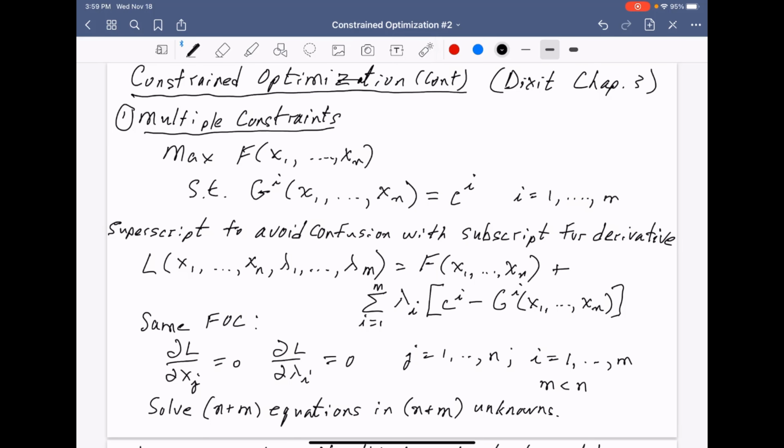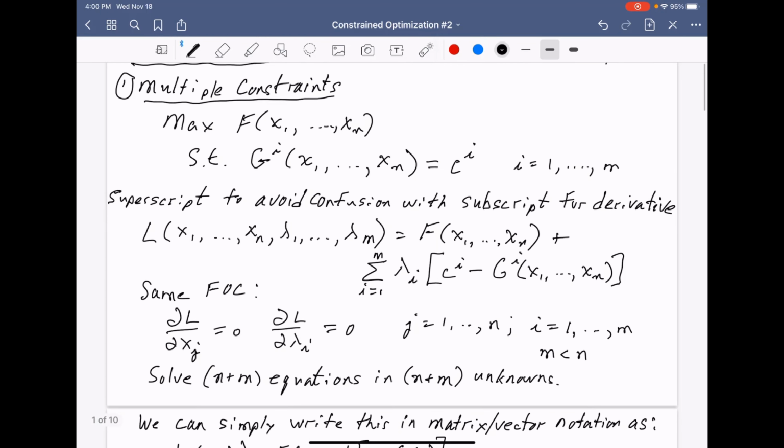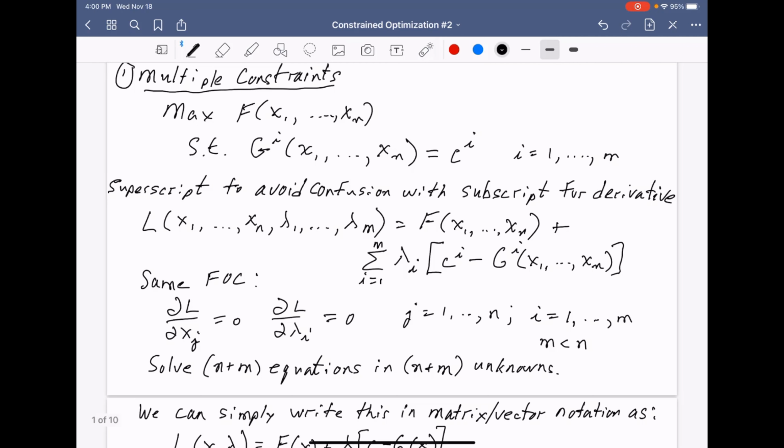In this video, we're going to look at constraint optimization from the point of view of Dixit's textbook, Chapter 3. We did not deal with multiple constraints previously, but we're going to do that now. So we want to maximize a function f of x1 to xn, subject to constraints gi, where each gi is a function of x1 to xn, is equal to some constant, some number, ci.